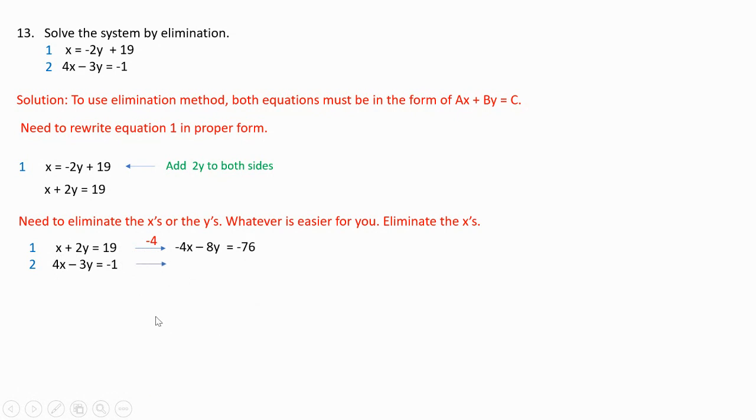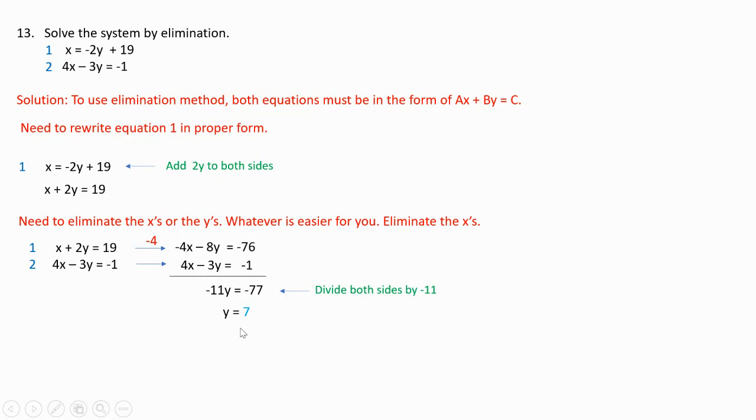Now equation number 2, I'll just bring it over. Right? If you notice, the x's are eliminated because negative 4x plus 4x will give us 0. Negative 8y minus 3y will give us negative 11y. And negative 76 minus 1 will give us negative 77. Now I divide both sides by negative 11. So my answer will be y equals 7.